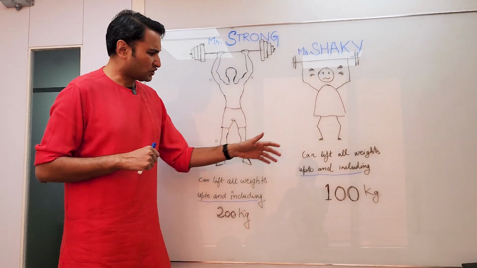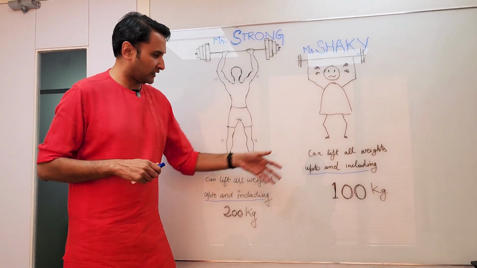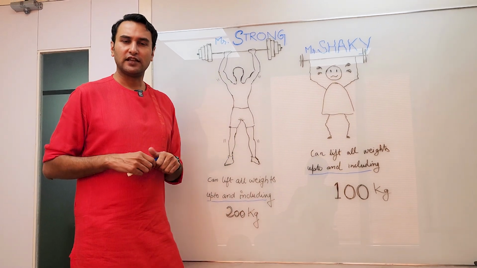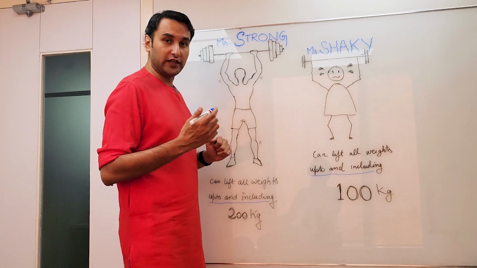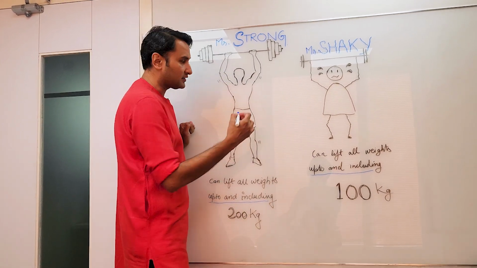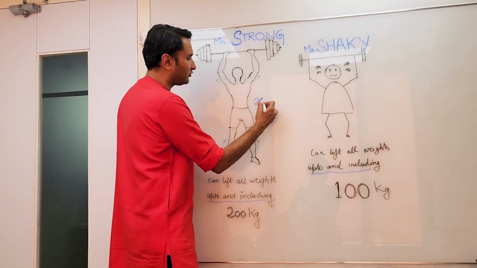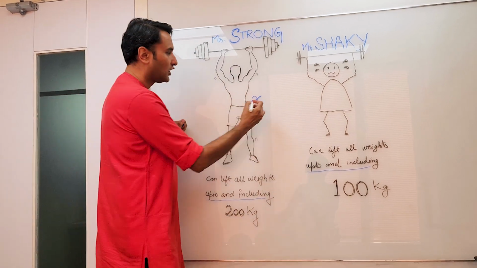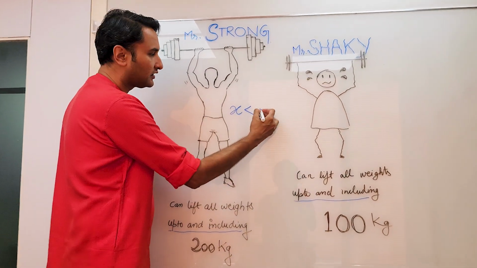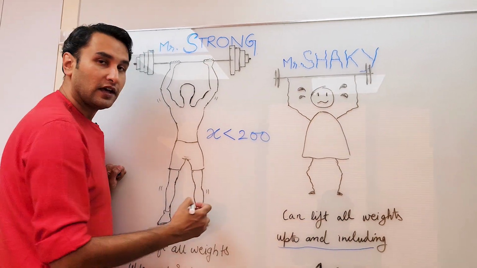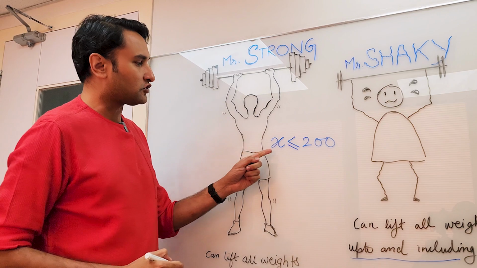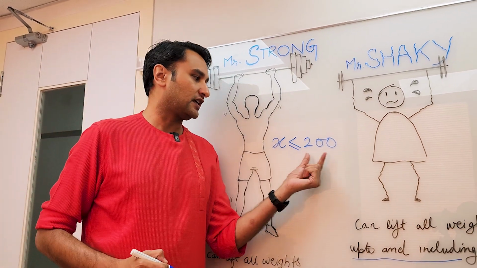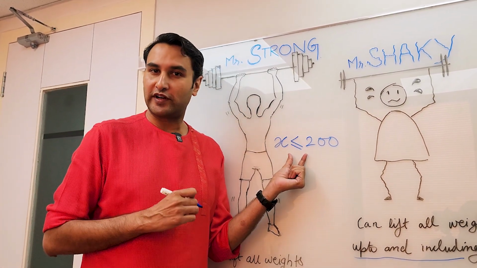But this is too much to write, right? So many words, sentences. Is there an easy way to represent this? Let's see. In this chapter of inequality, we'll learn to represent this like this. Say x is the weight that Mr. Strong can lift. All the weights less than 200 kgs, but also equal to 200 kgs. So Mr. Strong can lift all the weights less than or equal to 200 kgs.